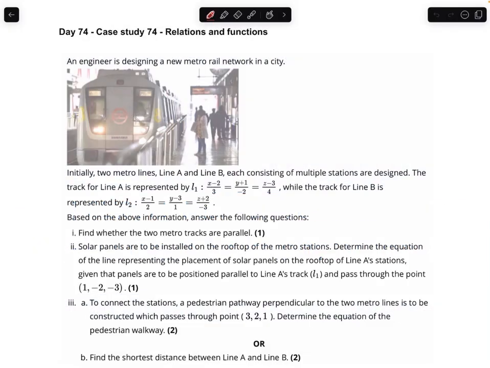The question goes like this. An engineer is designing a new metro rail network in a city. Initially, two metro lines, line A and line B, each consisting of multiple stations, are designed. The track for line A is represented by L1 while the track for line B is represented by L2. Based on the above information, answer the following questions.